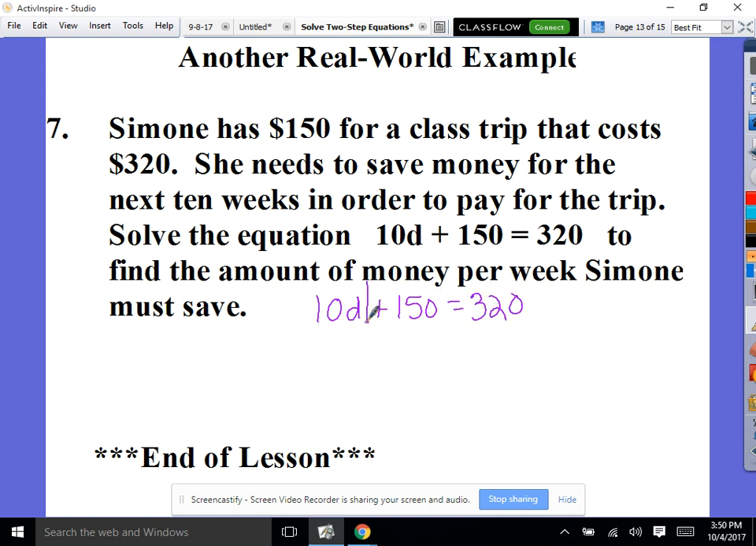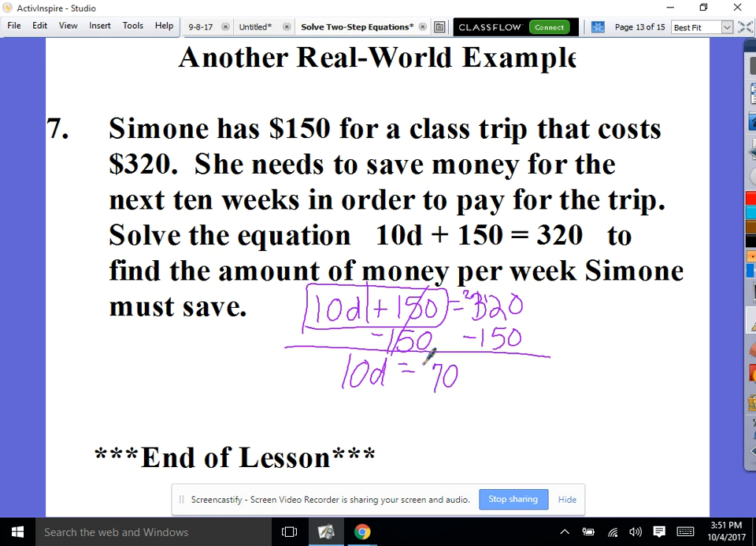Step 1, draw the line in front of the sign and then box in your terms. Step 2, eliminate the constant on the same side as the variable. That would leave us with 10D equals 170.